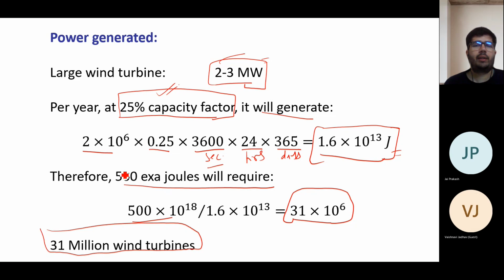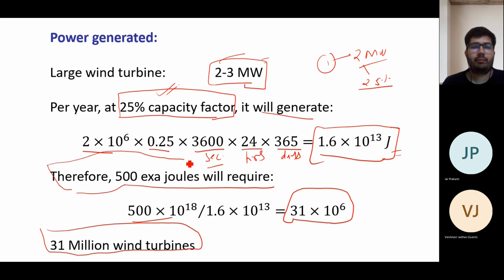So if one wind turbine generates 2 megawatt of electricity and works at 25% capacity factor, we require 31 million wind turbines to get the 500 exajoules, our annual power consumption. This number is very huge compared to solar energy, because in solar we get 500 exajoules of energy in 1 hour, and in wind we require 31 million wind turbines.